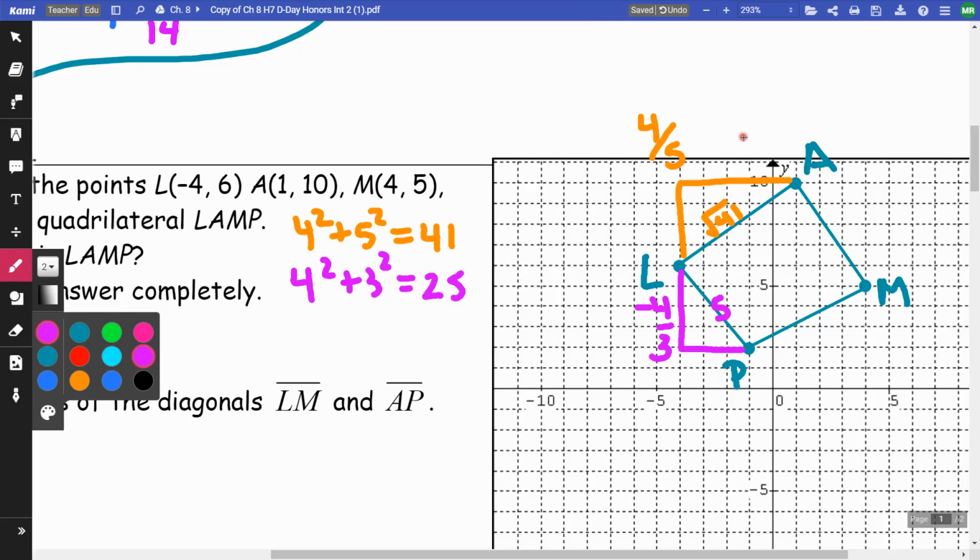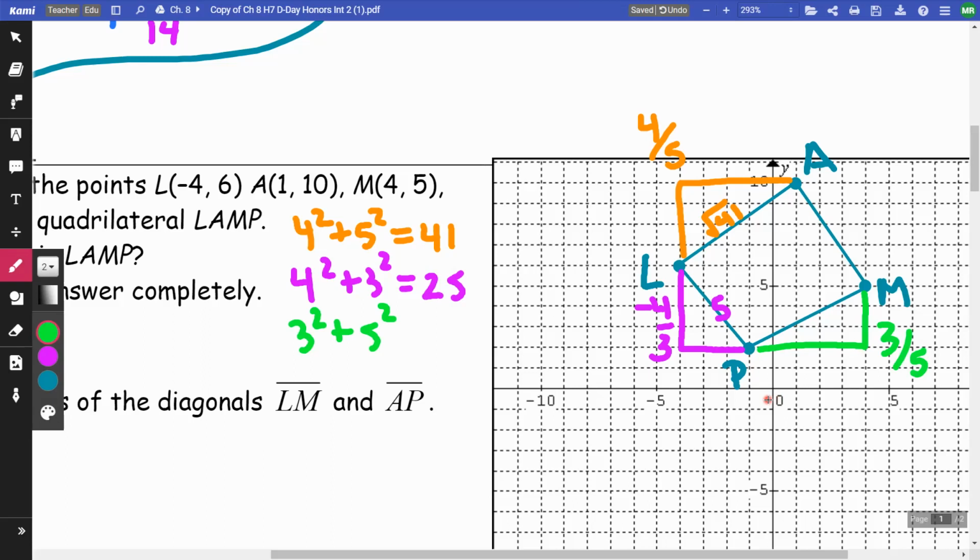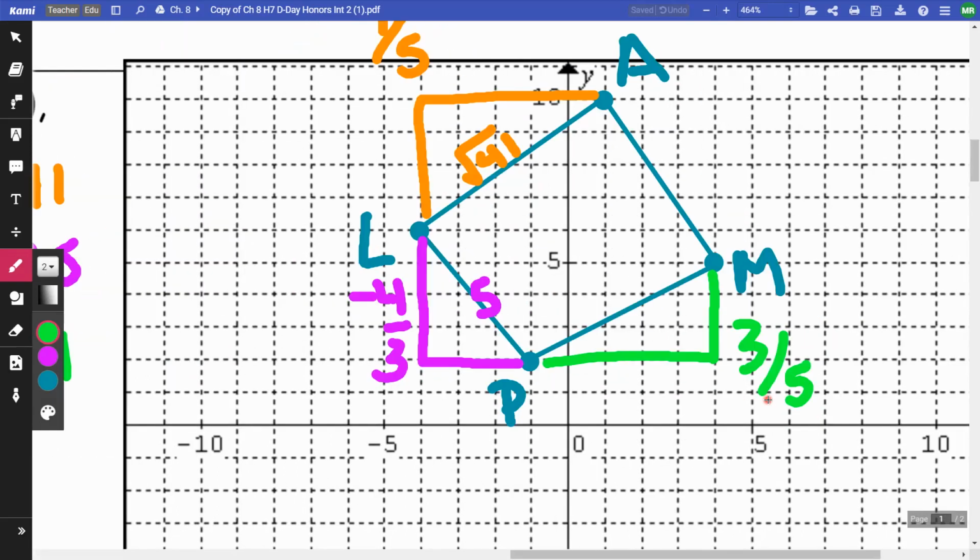And when I'm looking at PM, I'm going to have 3 and 1, 2, 3, 4, 5. So this is going to be 3 over 5. And if I'm doing Pythagorean, let's say 3 squared plus 5 squared. So 9 plus 25, I end up with 34. So that means that this length here is going to be the square root of 34.